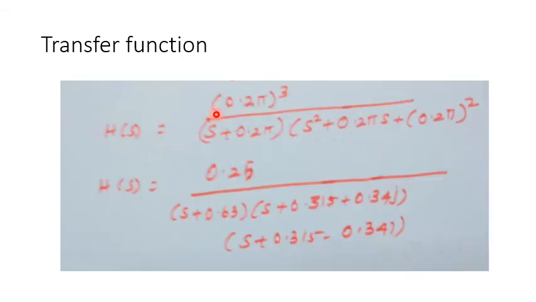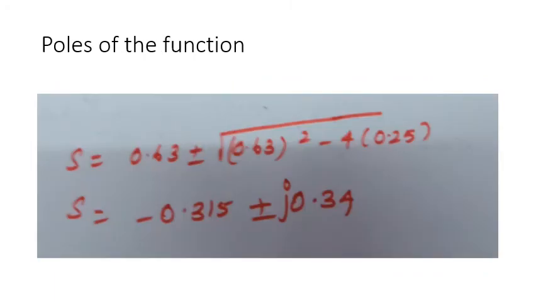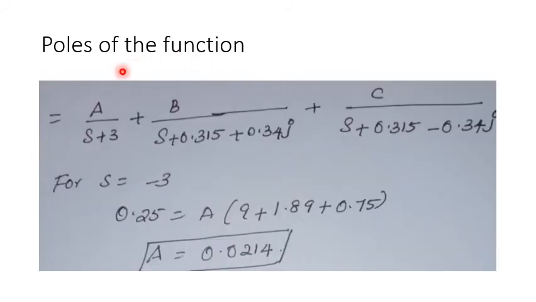Now, after substituting the values in your transfer function, you need to resolve the transfer function, right? Now you need to find the poles of the function, just by applying the quadratic equation. By applying the quadratic equation, you resolve and find the poles of the function. Clear? Right. And next, after finding the poles of the function, you take each and every value and solve by the partial fraction method.